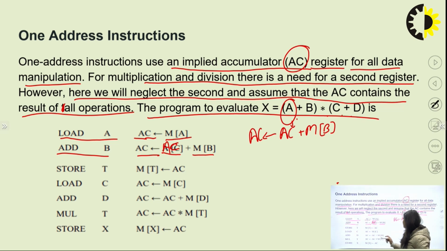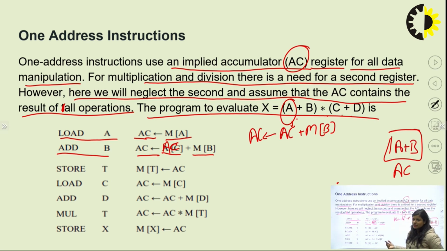In the next step, now the accumulator has A plus B, and again it has to calculate some data. So how is it going to perform? It has to be free. So it will move its content into the T memory location. This is a temporary memory location, and we can write it as STORE T, meaning store the content of accumulator into the memory location T. So we have solved this part.